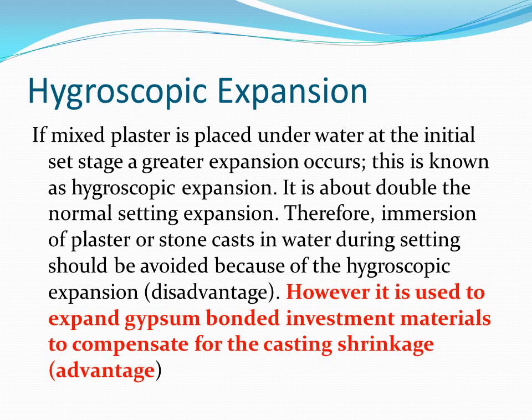of shrinkage. هاي تعتبر advantage، بينما إنه immersions of the plaster or stone underwater during setting should be avoided because of the hygroscopic expansion لأن راح يسوي لنا change بالdimensional stability، فهاي تعتبر disadvantage. بينما الادفانتج اللي قلناها هي نستخدمها بالبوندد investment material حتى يعوض لنا الشرينكج اللي راح يصير عندنا بالكاستنج، وبعدين نوضحها بالمحاضرة الانفستمنت materials.